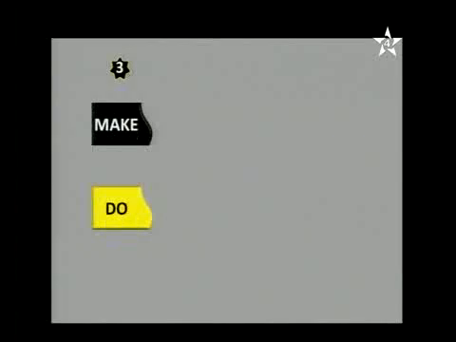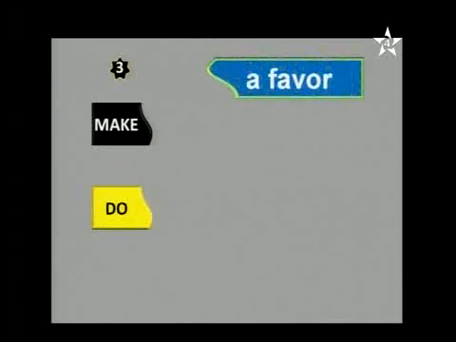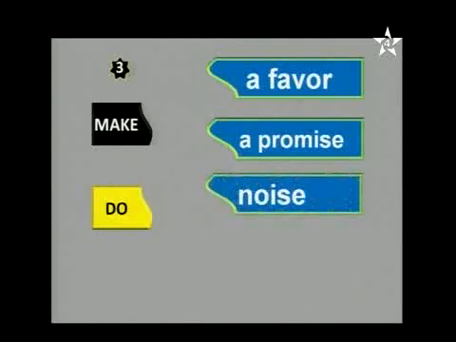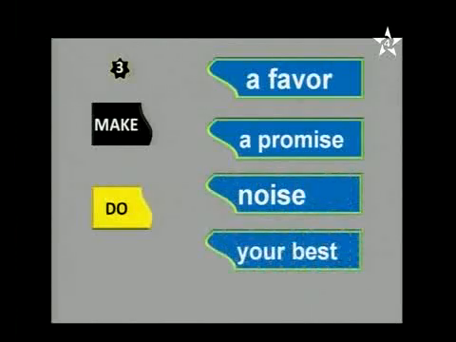Number 3: make or do a favor, to do someone a favor or to make someone a favor. A promise, make or do a promise. Make or do noise. Make or do your best. Okay? A few seconds again. Okay. Are you ready? No, let's correct.